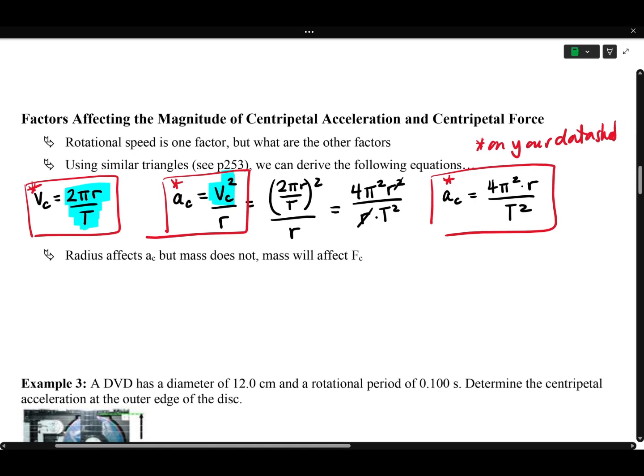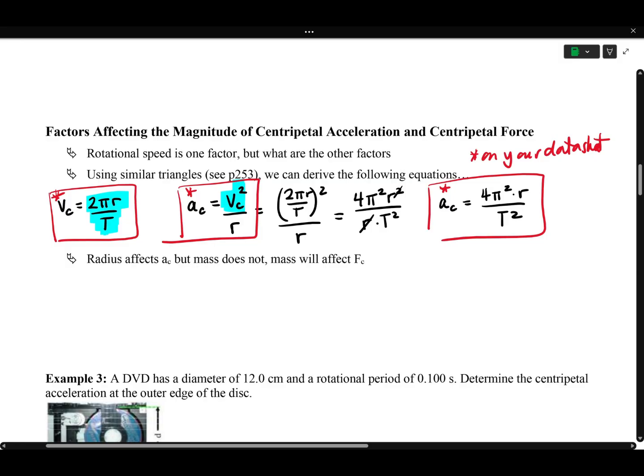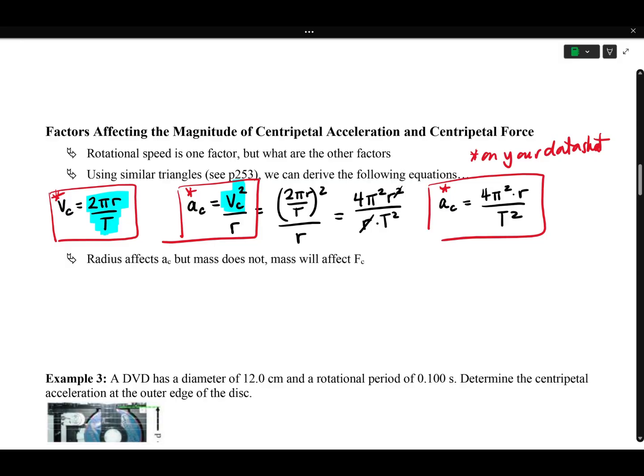Okay. We can, though, take a look at mass now. So remember, the radius will affect our centripetal acceleration. Mass does not. It's not in the equation for centripetal acceleration, but it will affect our centripetal force.